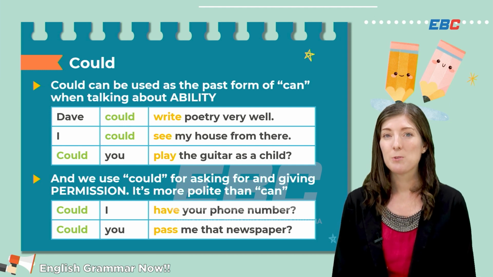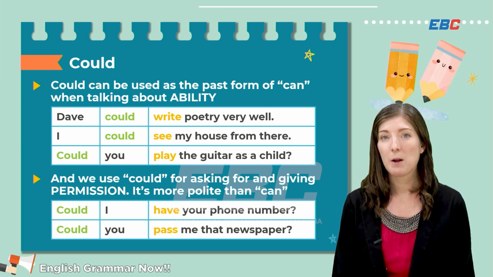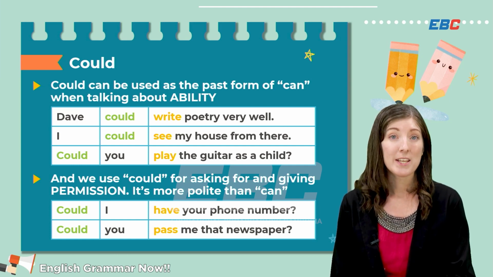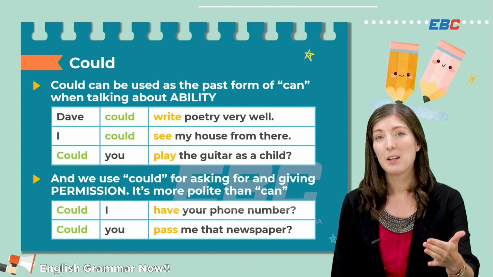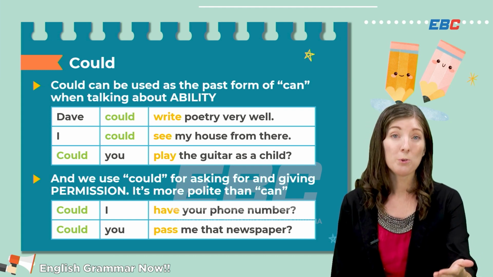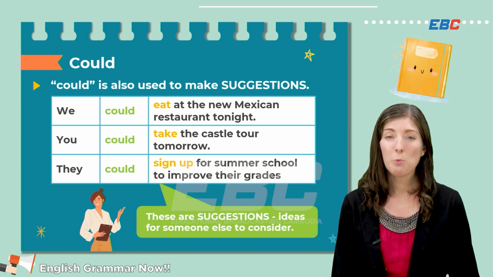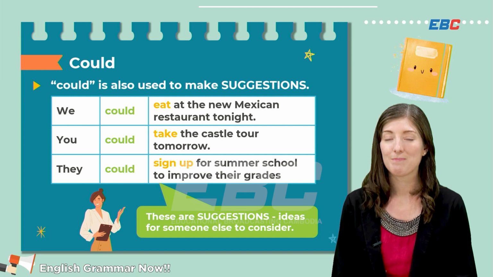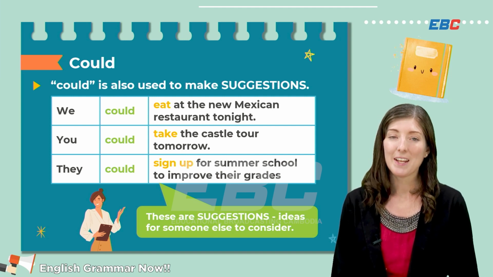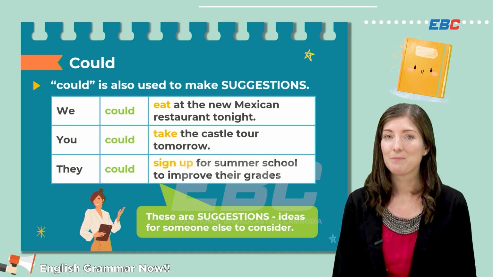So we might use could instead of can if we're asking permission from someone we don't know as well, or someone who's a little more important than us or older than us. We can also use could in one extra way. We can use it to make a suggestion. We might say, we could eat at the new Mexican restaurant tonight.